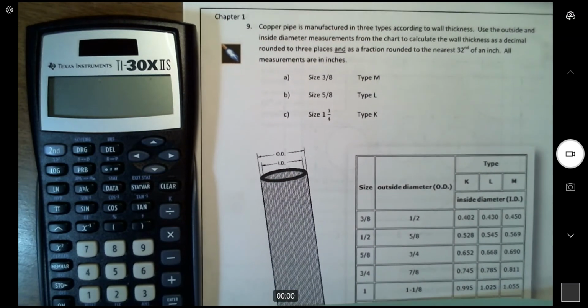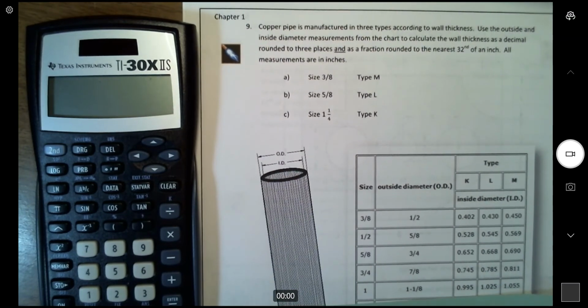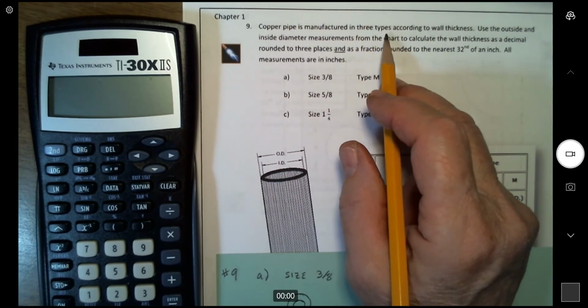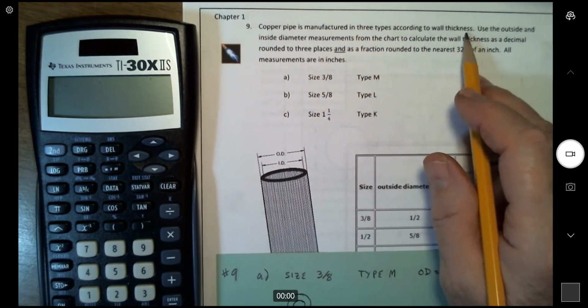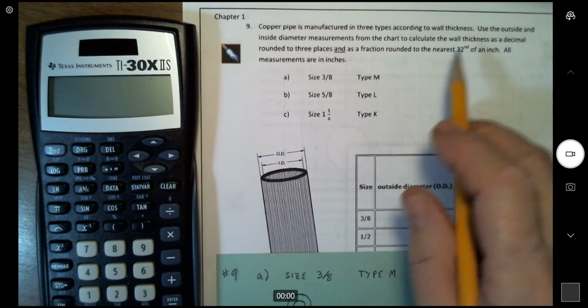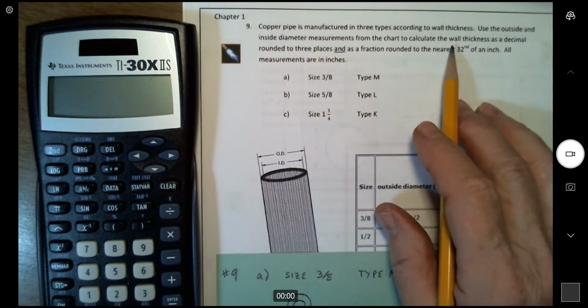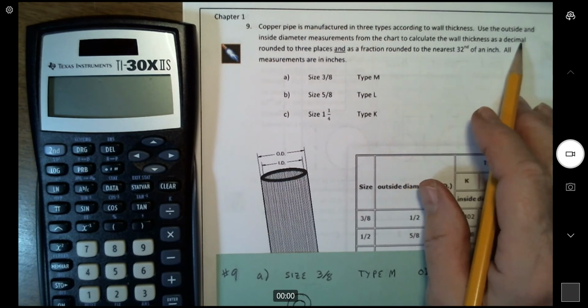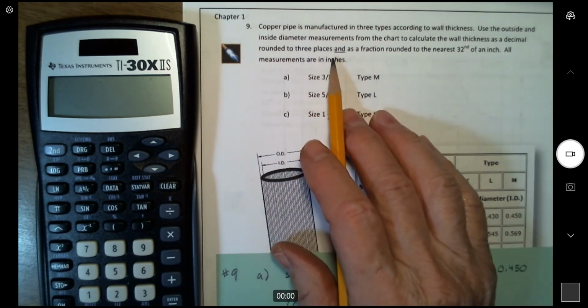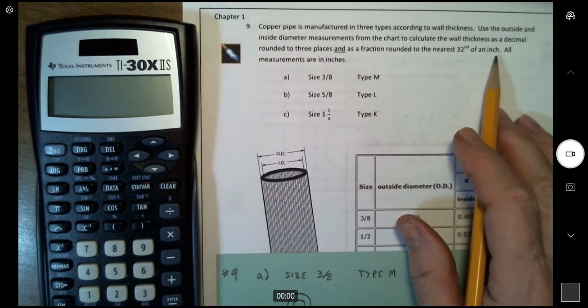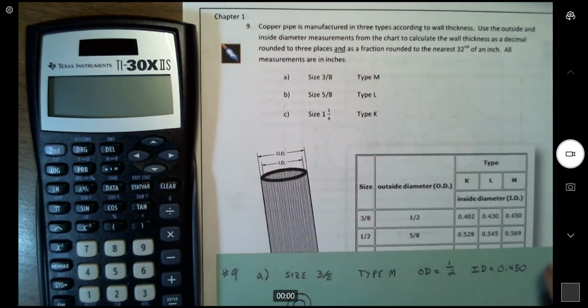Math 63, Chapter 1, Section 1.2, and we are working the problems. We're looking at problem number 9. Copper pipe is manufactured in 3 types according to wall thickness. Use the outside and the inside diameter measurements from the chart to calculate the wall thickness as a decimal rounded to 3 places and as a fraction rounded to the nearest 32nd of an inch. All the measurements are in inches.